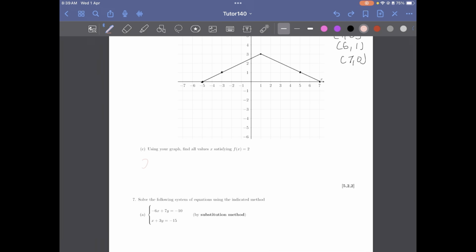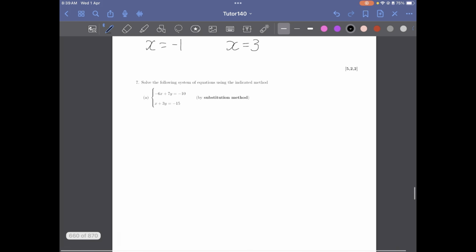So x equals negative 1 and x equals positive 3.